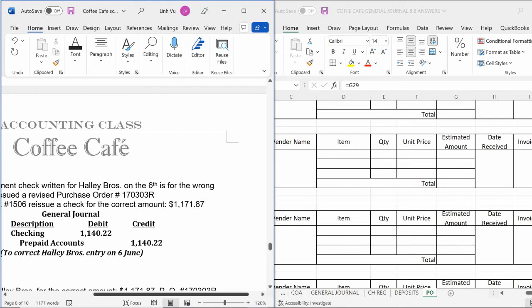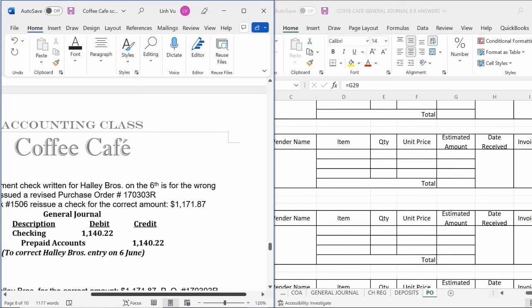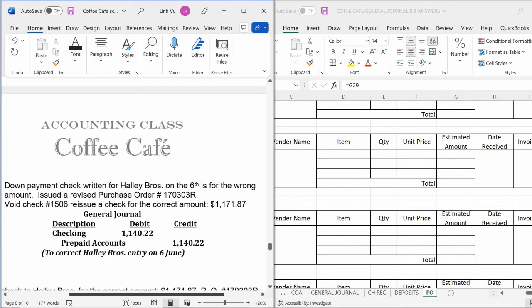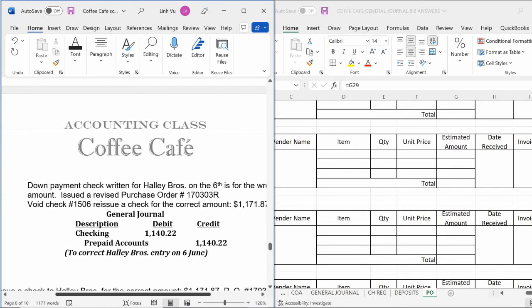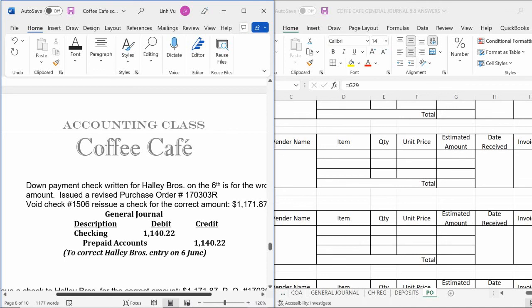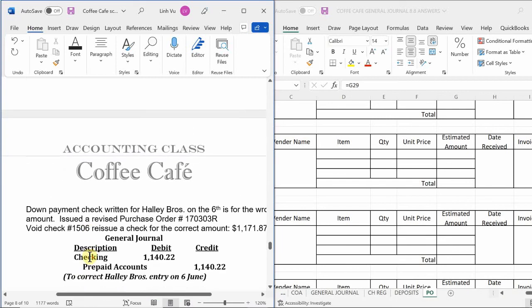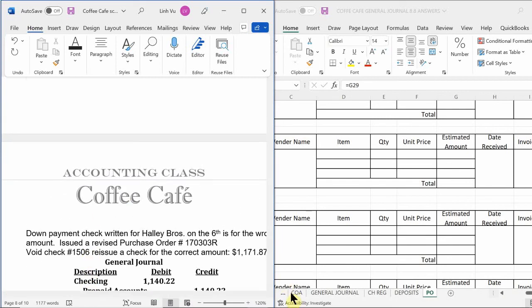So in this case, it says here that the actual 1/3 down payment is actually $1,171.87. So in this case, we messed up. So now we need to do a lot of things, right? So I want you to fix this journal entry by using the reverse and re-entry method, okay? Because I have to revise a bunch of stuff. I need to void the check and so on and so forth, right? Now, what happens when you void a check?